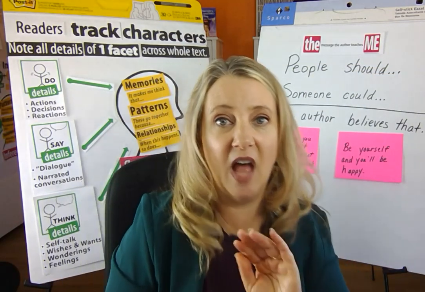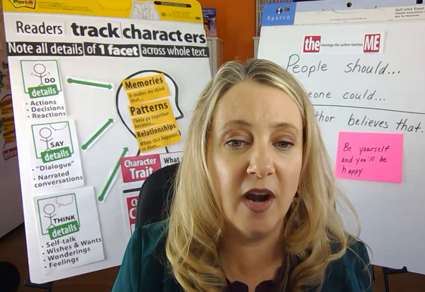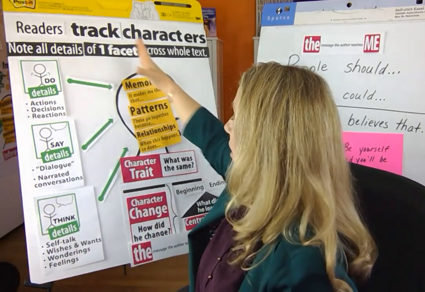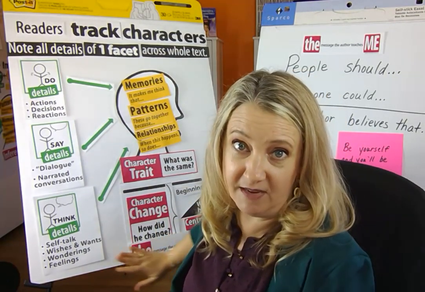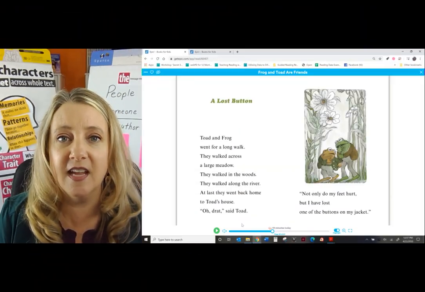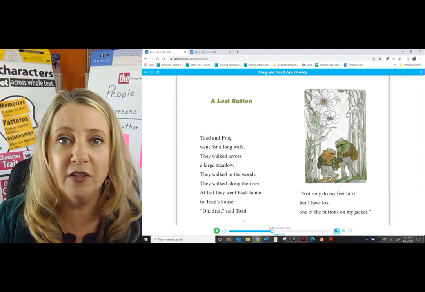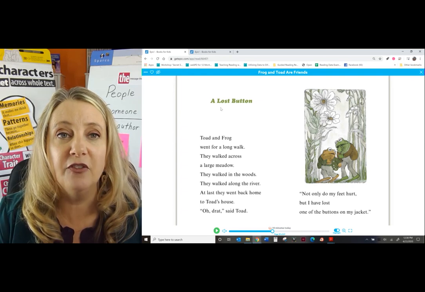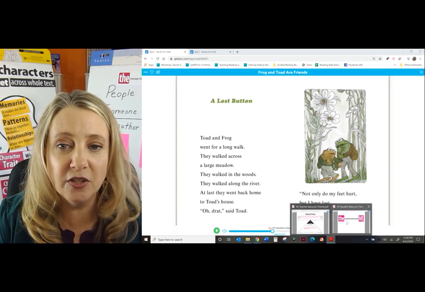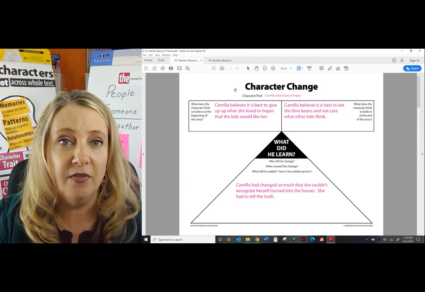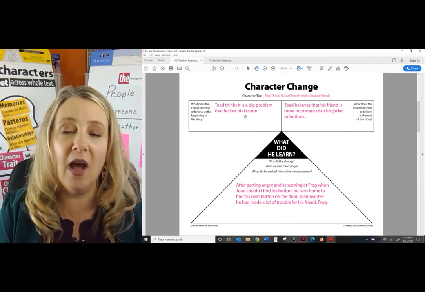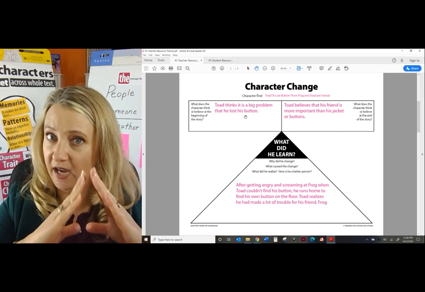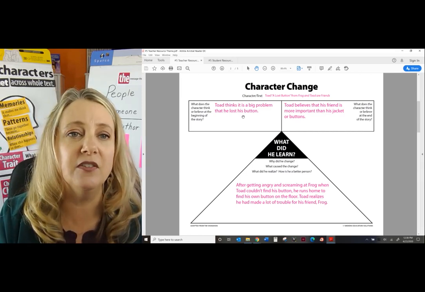Okay, so now I want us to try it. And I want to try it with a story that we've already done a lot of work on because you've got to go through all these steps before you can get to theme. So let's go back to this idea of Frog and Toad. Frog and Toad are friends, and we were looking at just the chapter, A Lost Button. And so let's go back and let's look at some of the work that we've been doing to try to figure out how was Toad in the beginning, how was Toad at the end, and what caused him to change, remember?